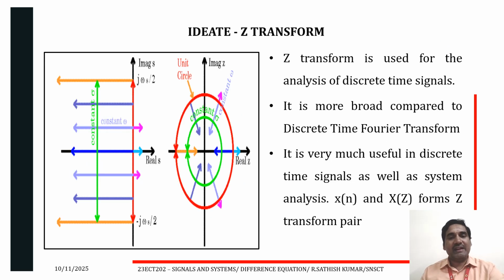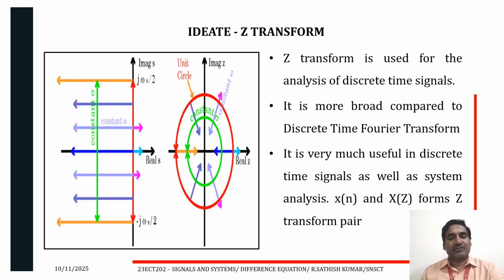Next one, ideate Z transform. We are applying the Z transform to the discrete time systems for analyzing them. Z transform is used for analysis of discrete time signals. It is more broad compared to DTFT, that is nothing but discrete time Fourier transform. It is very much useful in discrete time systems as well as system analysis.